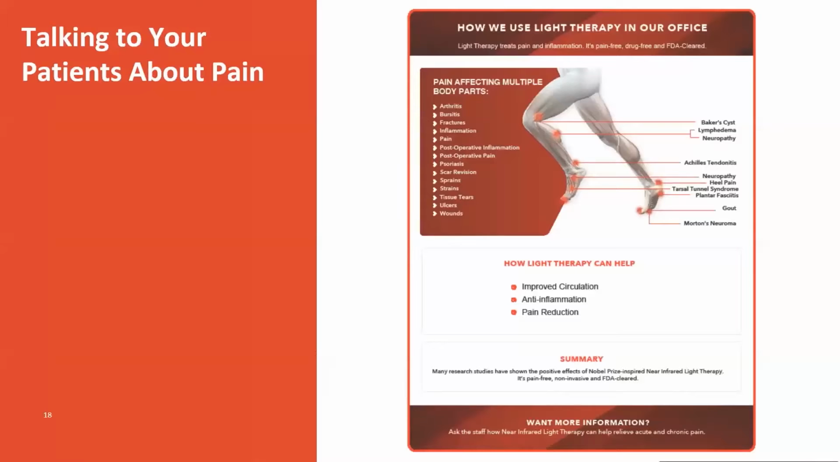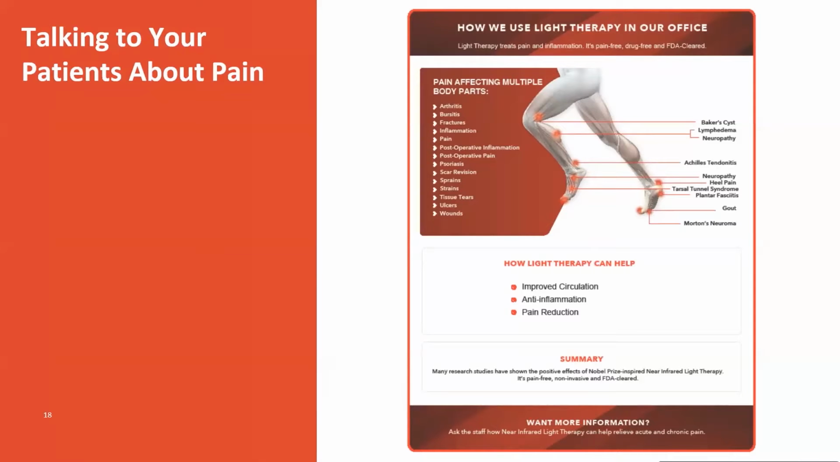So how do you talk to your patients about pain? The APMA has said that, in a fairly typical office, at least a third of the patients coming in to see you are going to come in with heel pain, whether that's heel spurs or plantar fasciitis, whatever it may be from the APMA data, but we know it's going to be some kind of pain.